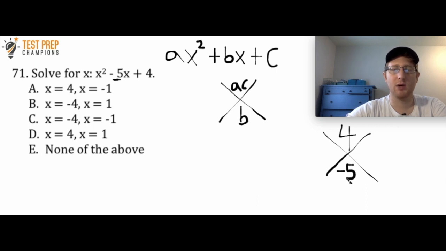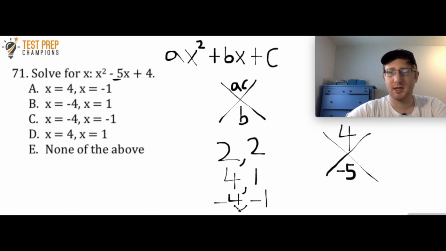Now what I want to do is list numbers that will multiply together to give me 4, but here's the thing: I need to find a pair that will multiply together to give me 4 and add up to negative 5. So what are the numbers that will multiply together to give me 4? Well, I can think of 2 and 2, and then 4 and 1. But also negative 4 and negative 1. If I do negative 4 times negative 1, that's going to give me positive 4. And if I do negative 4 plus negative 1, I'm going to get negative 5.